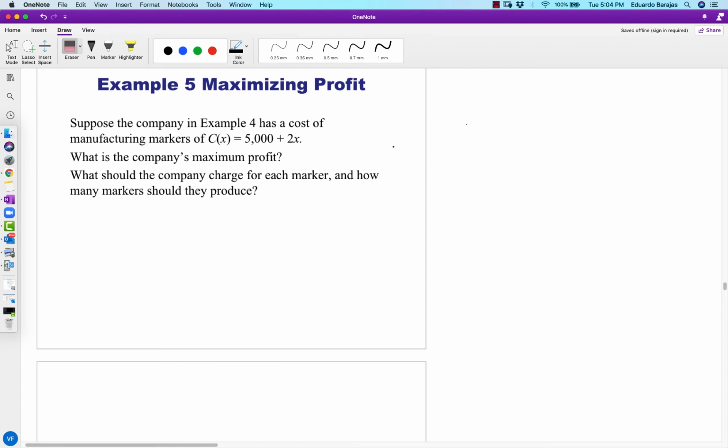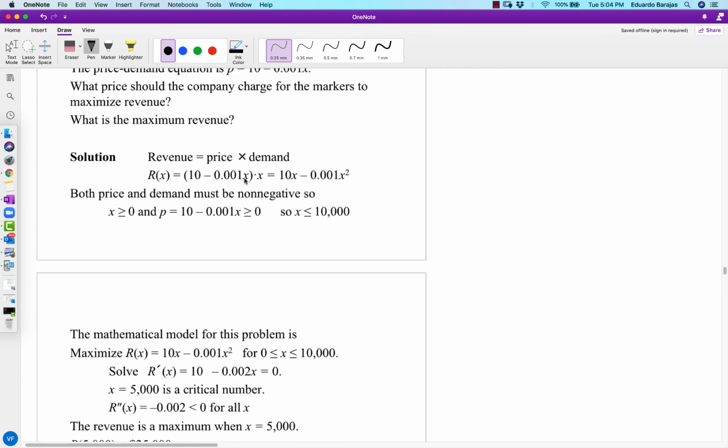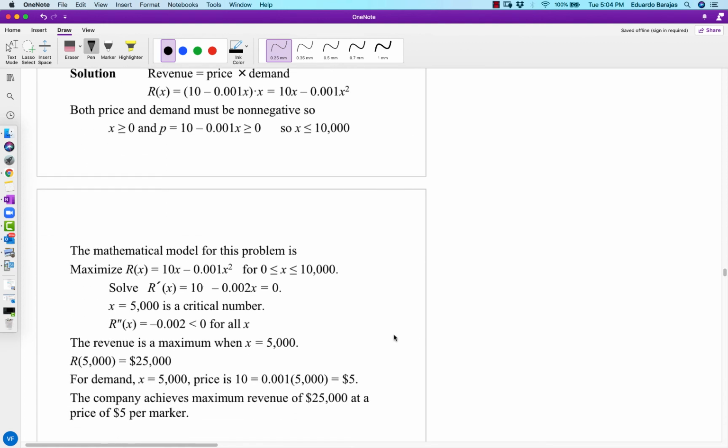Okay, so from the prior example, we remember that the revenue was equal to 10x minus 0.001x squared. And this was with a constraint for x of x had to be greater than or equal to 0, but less than or equal to 10,000. Good, can confirm that right up here. So the revenue was 10x minus 0.001x squared. And we have that the constraint was right here. Okay, so let me just highlight it right here.